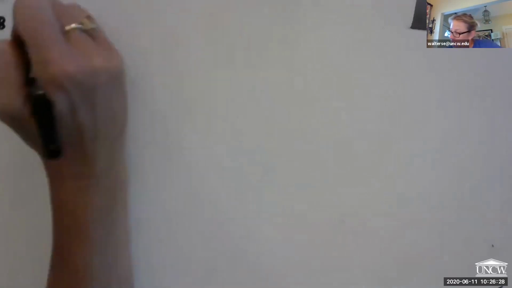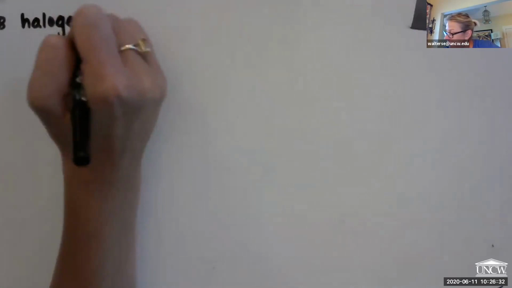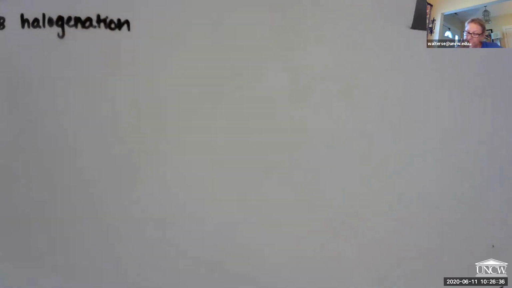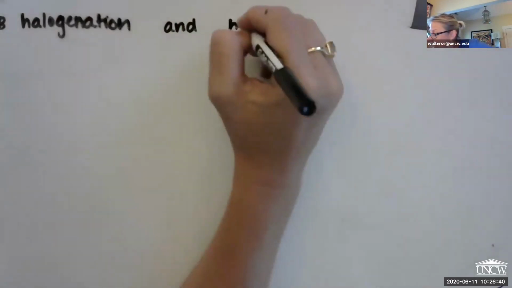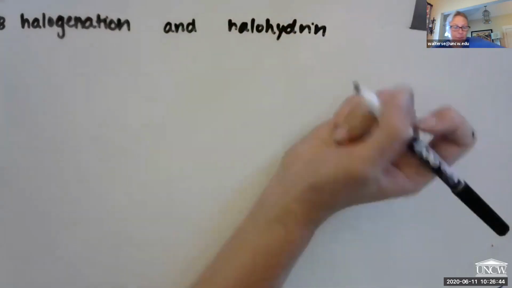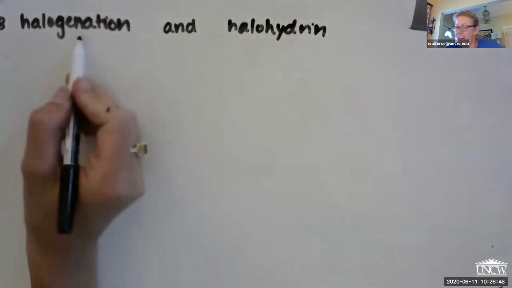9.8. Okay, so halogenation. Okay, so 8 is halogenation and halohydrin. And we're going to start with the halogenation.